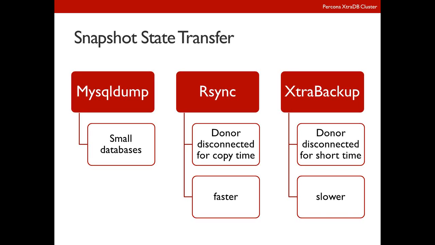And the third choice, Xtrabackup. In our new Xtrabackup release, Xtrabackup 2.0, we support state transfer for XtraDB cluster. With Xtrabackup, the donor is disconnected for a very short period of time, but copying data and joining might be slower than using rsync, because we perform additional data consistency checks, and also the joiner will need to perform an apply process, which is similar to InnoDB data recovery.